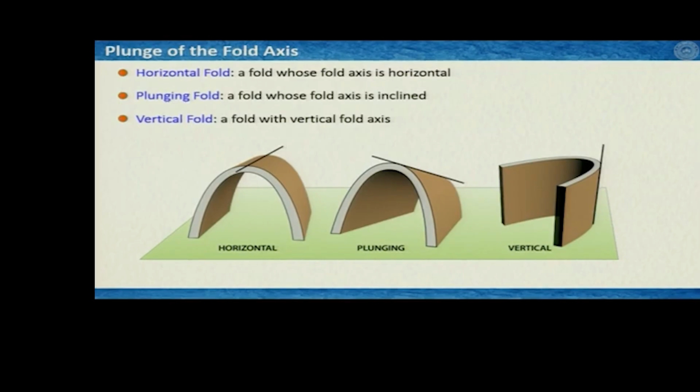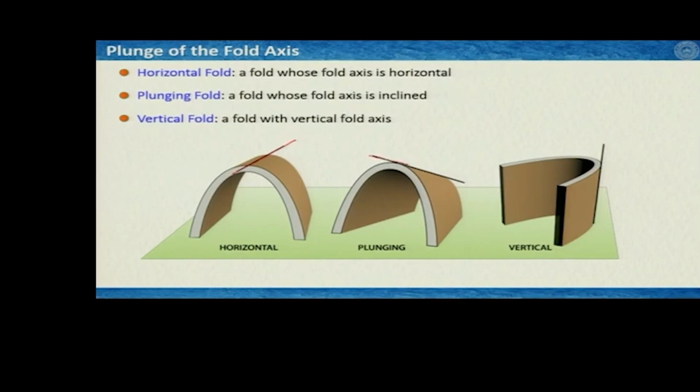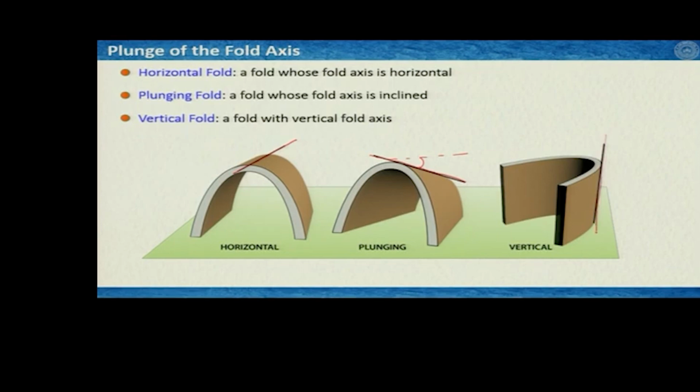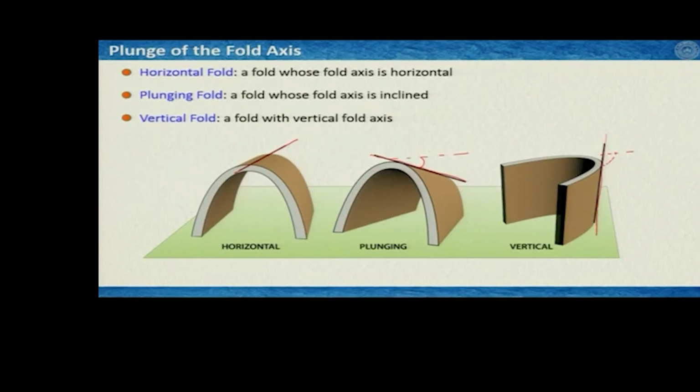As you can see in this illustration here, this is a horizontal fold because the fold axis is horizontal here. This is a plunging fold because the fold axis has a plunge. If you consider this is your horizontal line on this plane, then this would be the plunge of this fold axis, and if you consider this one, the vertical one, then this is your fold axis, and of course the angle is quite high or close to vertical. So, therefore, based on plunge of the fold axis, we have horizontal fold, plunging fold, and vertical fold.